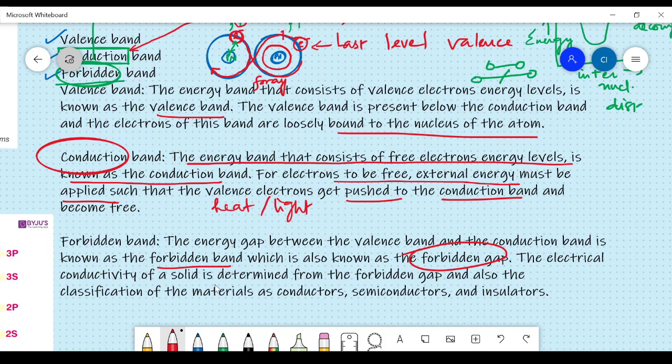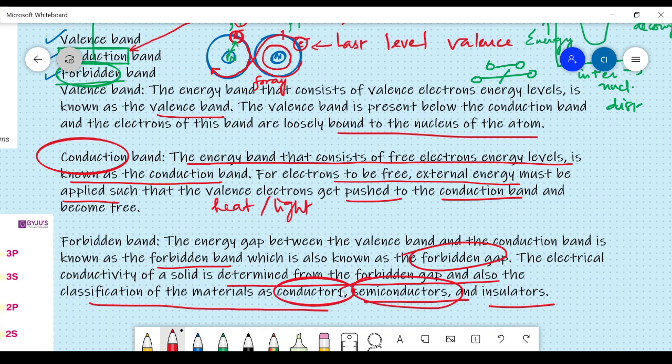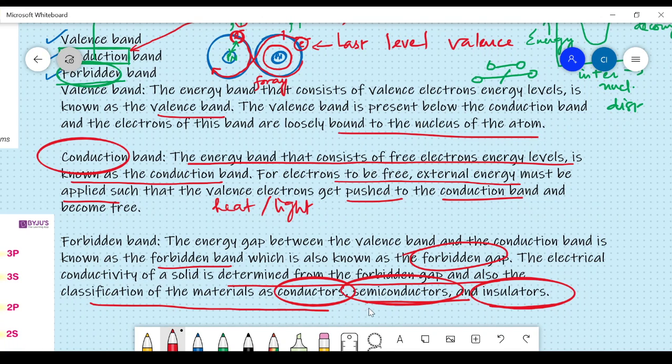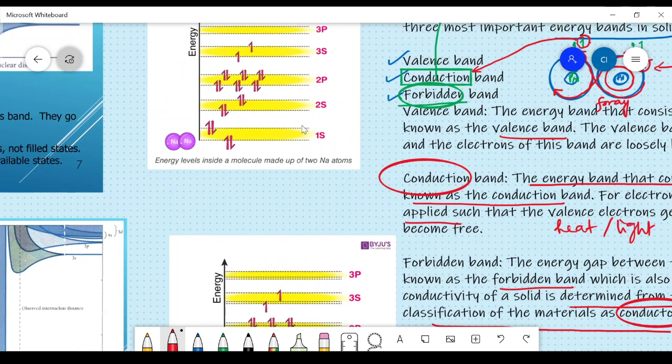The electrical conductivity of a solid is determined by the forbidden gap, and also the classification of materials as conductors, semiconductors, and insulators. This is the property that we are going to see: conductors, semiconductors, and insulators. I'm going to explain these by taking the example of the sodium atom.